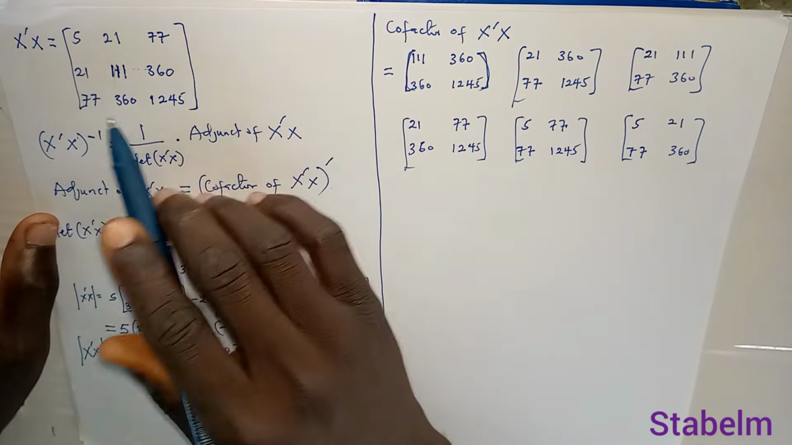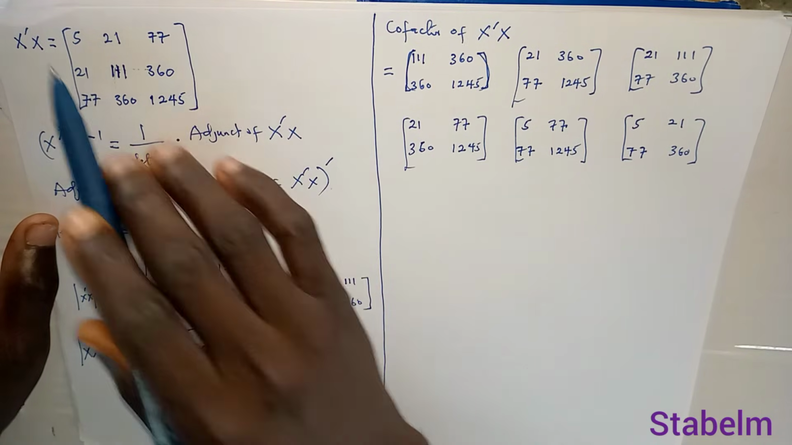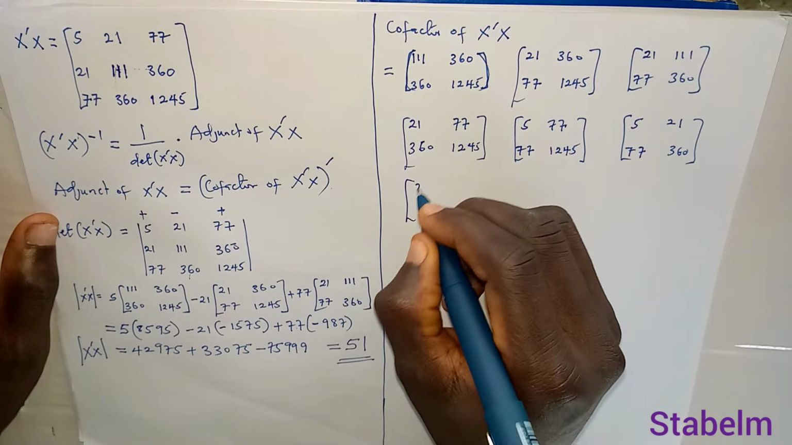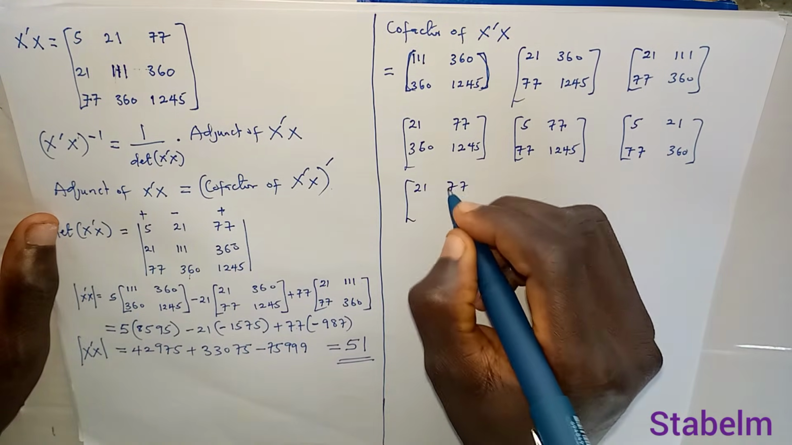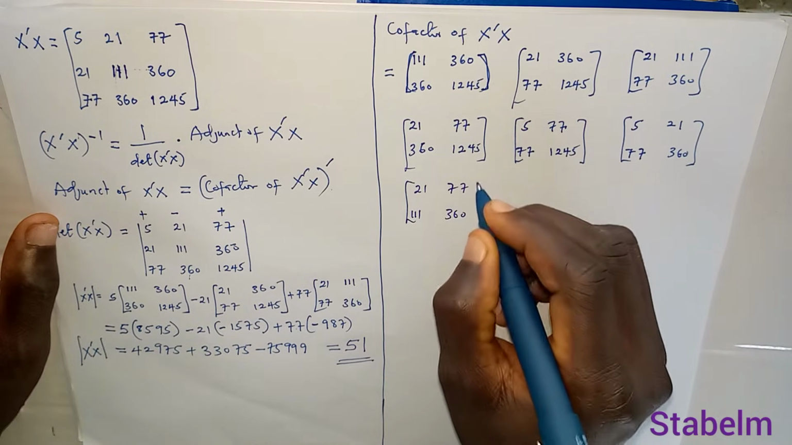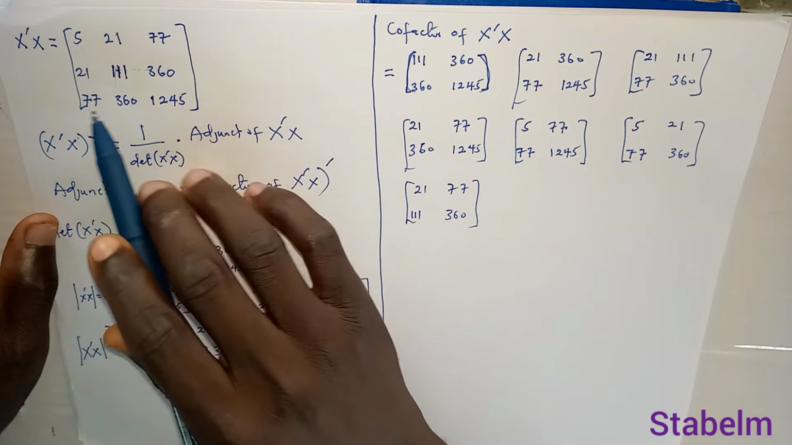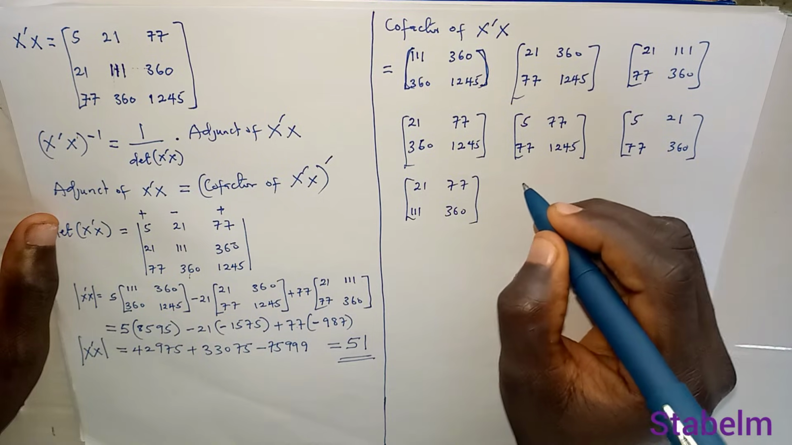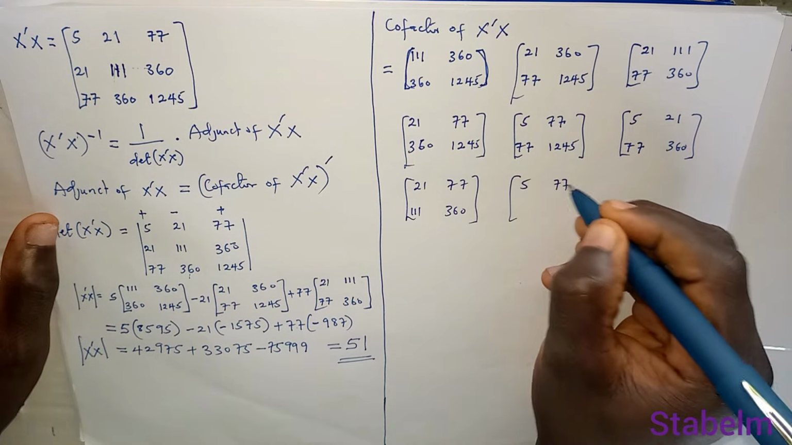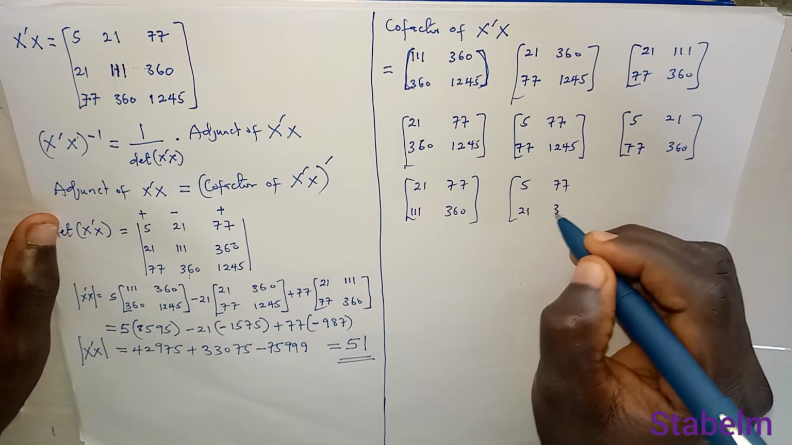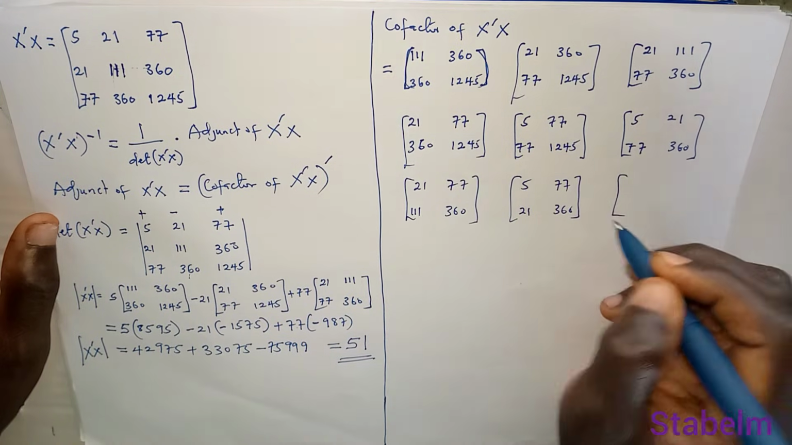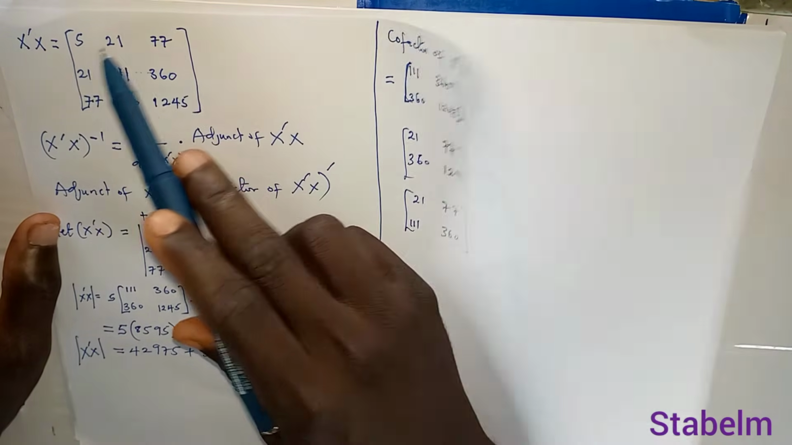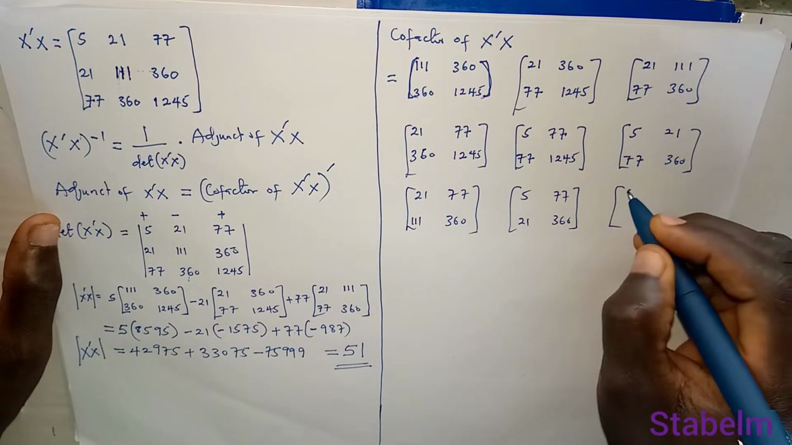Now for the last row here, the cofactor of 77, this row, this column is gone, remain 21, 77, 111, 360. So for this cofactor, close this, 577, 21, 360. And for the last, the cofactor for this 1245, close this, 52 remain, 521, 21, 111.